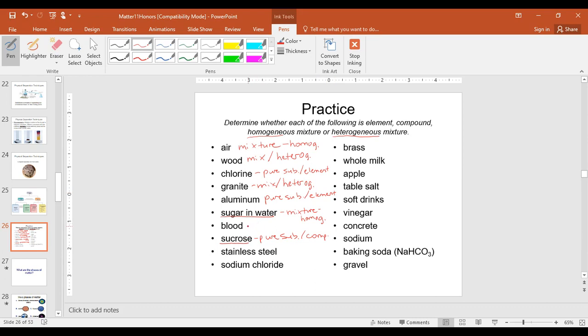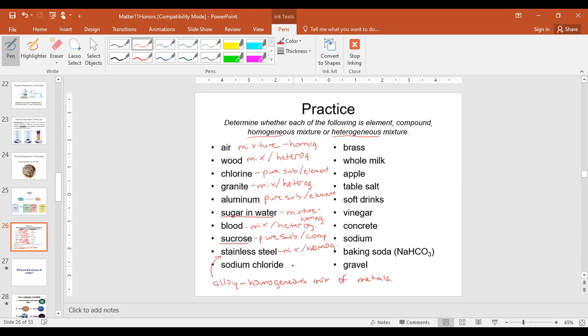Blood, we saw that in the slide. That's a mixture. And it's hetero. Stainless steel is actually a mixture. And it's a homogeneous mixture. We call that an alloy. So here's a term, probably want to write down. This is a homogeneous mixture of metals.